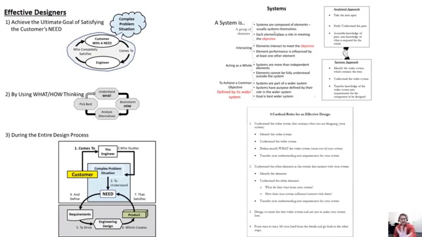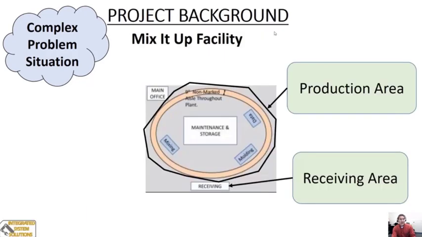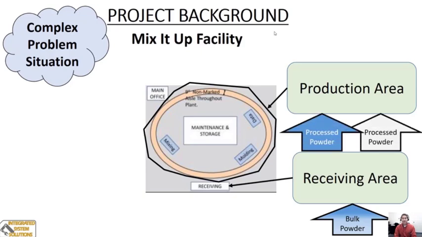Okay, so these key ideas, we actually put into practice this semester on your project. So we had a complex problem situation. Mix It Up came to us. They're a company that makes molded plastic parts. They have a flexible concept in their facility. Their plant consists of a receiving area and a production area. Receiving takes in bulk powder and processes it, producing 2 different types. That goes to the production area, and they produce molded parts.